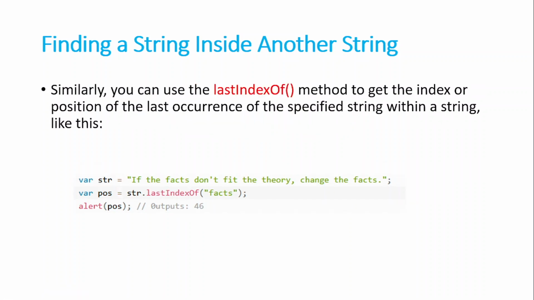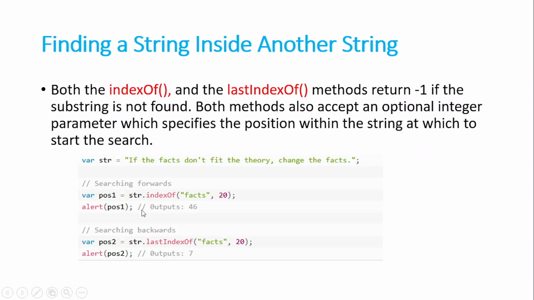We can also search for the last index of the particular word. If you don't want the first matching word and you want the last matching word, we can also do this. You can see the last one is at the 46th position. It is returning 46 because the last occurrence of this word facts is starting from here, so the index of this f is 46. That's why it is returned to this variable, and then we are printing that out.